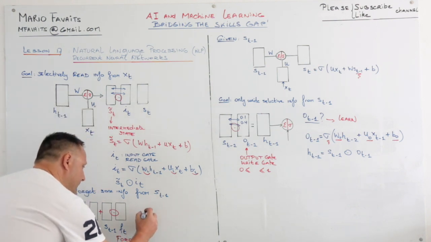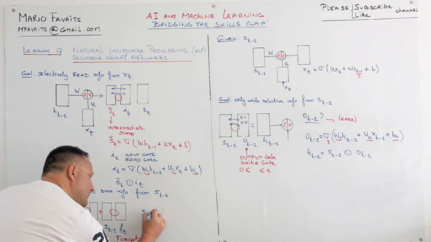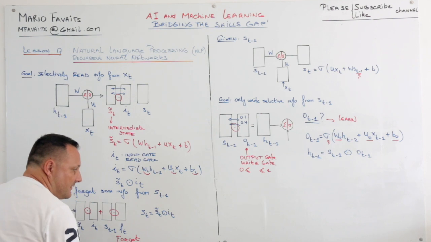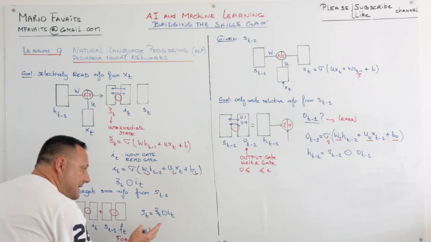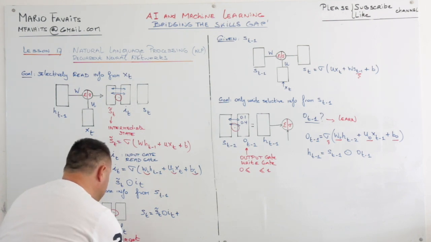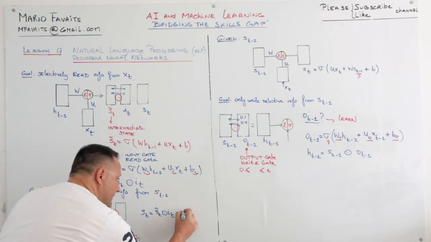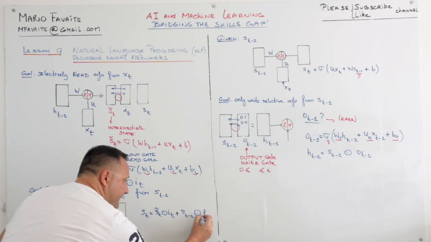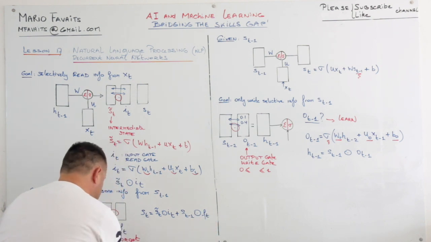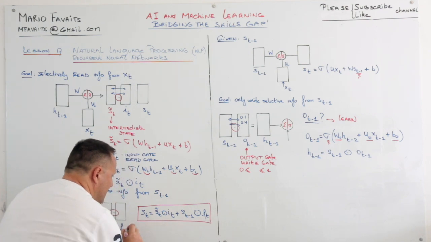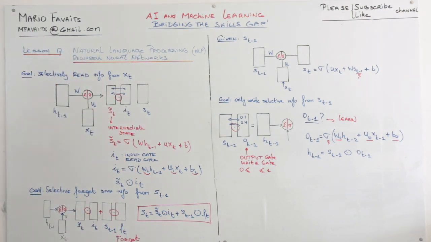So if our st now is equal to st tilde pairwise with it, so this is what we read in selectively, and we're gonna add this to what we forgot in this st minus 1 state. So st minus 1 times ft. So this is our final result here for our state st.